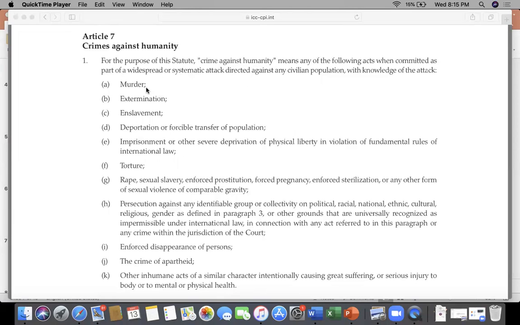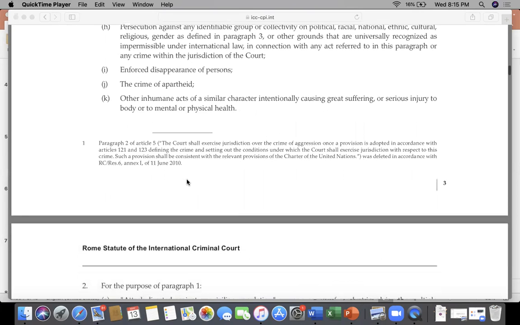What are those acts? Those acts are murder. Those acts are exterminating. If any act is going to exterminate, what is the meaning of extermination?